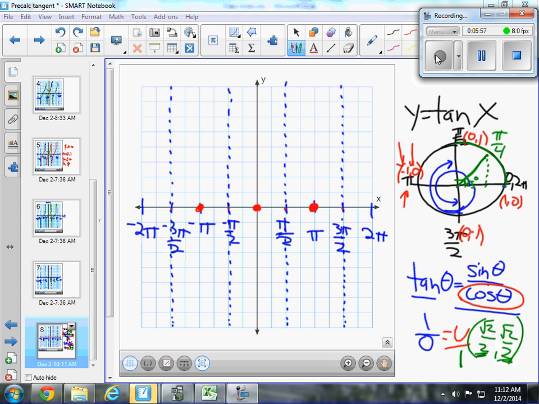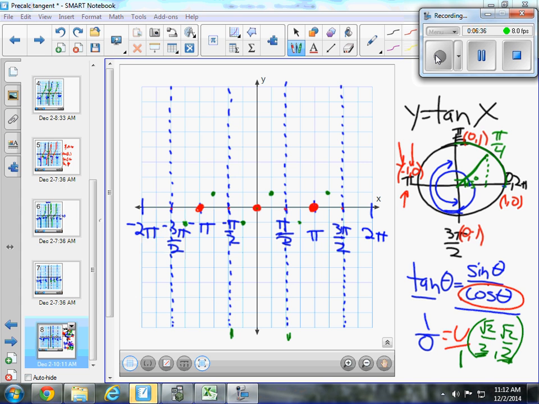Here's what I do when I'm graphing tangent. I look between my asymptotes and go to my 0. The point to the right of the 0, between the 0 and the asymptote, is a positive 1. The point to the left of the 0, between the 0 and the asymptote, is a negative 1.